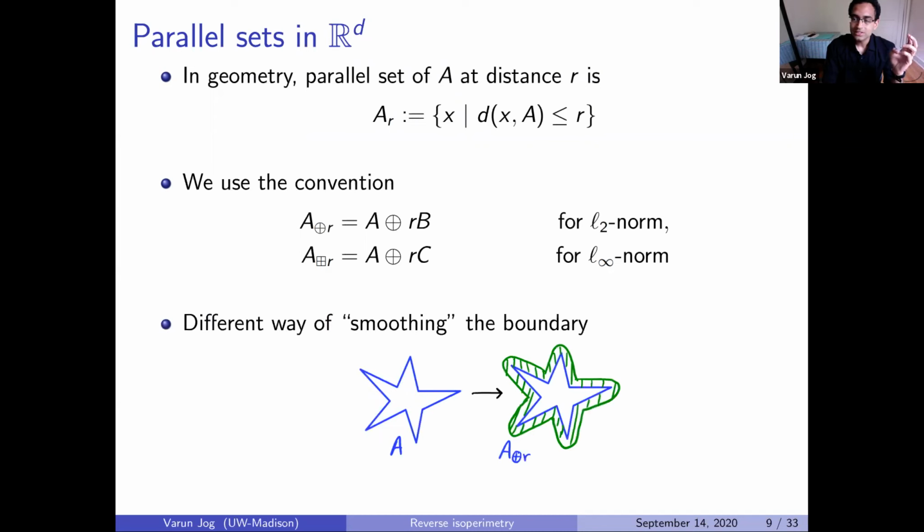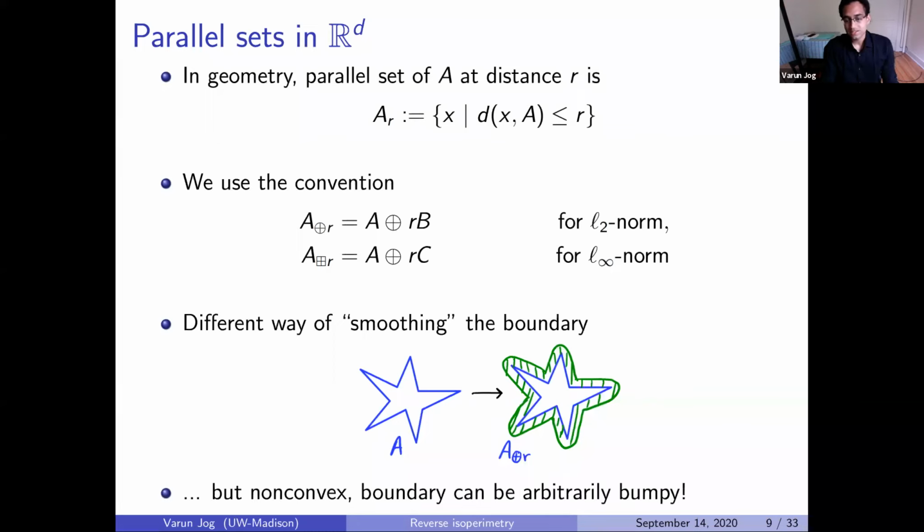Well, you can think of it as a different way of smoothing a set. So if your original set A was something like a star with many pointy corners, once you smooth it with a ball, it no longer has that many pointy corners. It sort of smoothens the edges, the corners of the set. But it doesn't give you everything. The set that you end up with is still going to be non-convex, and its boundary can have many bumps. So it does smooth the boundary, but not in a very natural or easy to describe way.